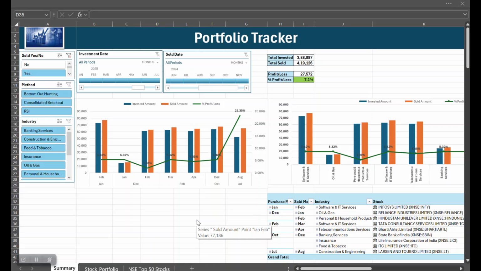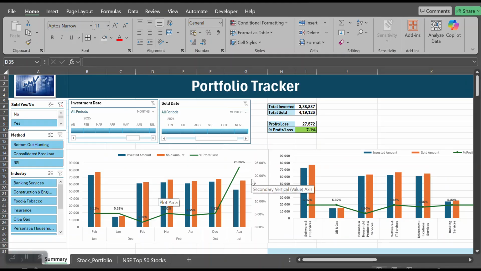Hello friends, are you tired of scattered stock data in multiple sites and not able to generate enough insights? If yes, this Excel stock portfolio tracker will empower you with a personalized view of your portfolio. This will also enable you to gain a comprehensive understanding of your investment performance. Let's get started and set up your Excel tracker.